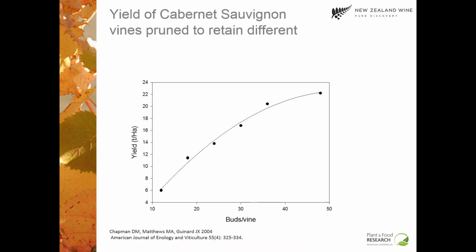What about other parameters, other metabolites? This is some work that was done by Dawn Matthews a few years ago at the University of Davis, California. What she did was she pruned vines to a range of bud numbers, and here are the yields that were achieved. So you can see it ranged from 6 up to 22 tons per hectare.